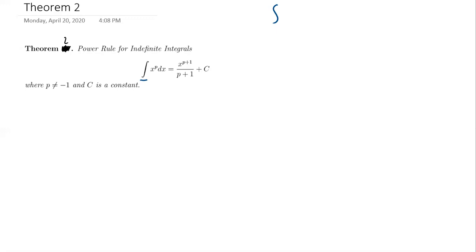So what is this theorem about? When we're taking derivatives of a function, we saw that there were some shortcuts, right? There were some formulas to find derivatives of a function. The same thing is true for finding antiderivatives. Okay? And that's what we're going to see here.